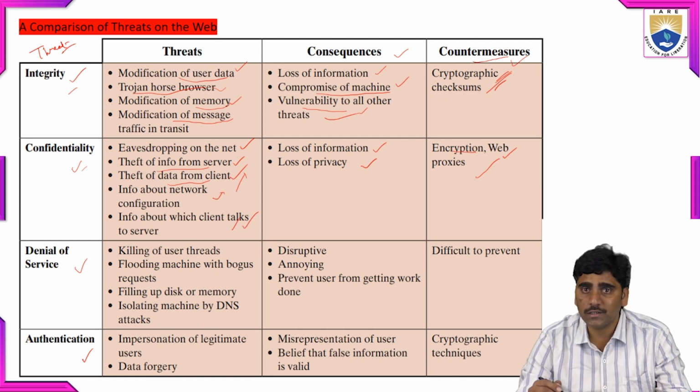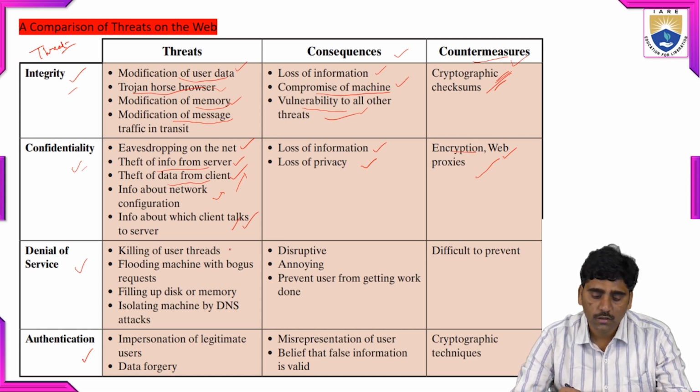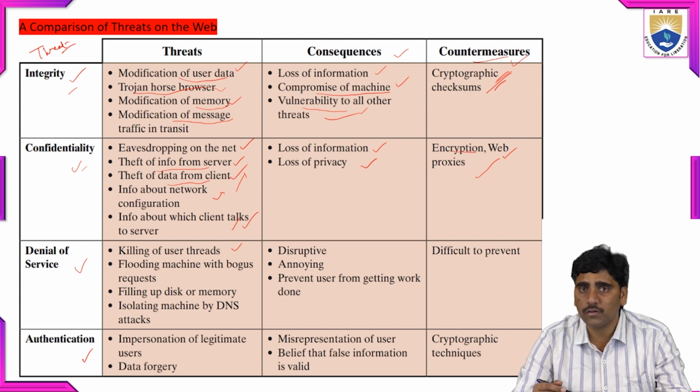And the third one is the denial of service threat. Denial of service threats involve killing of user threads. By this, you are not able to reach the destination or the network target. You are not able to use the network for accessing applications. At that moment, it occurs like killing of user threads.